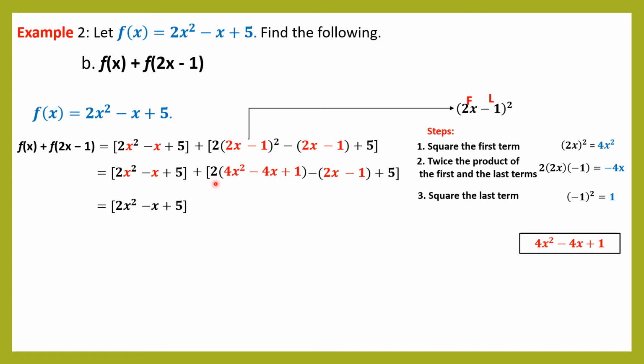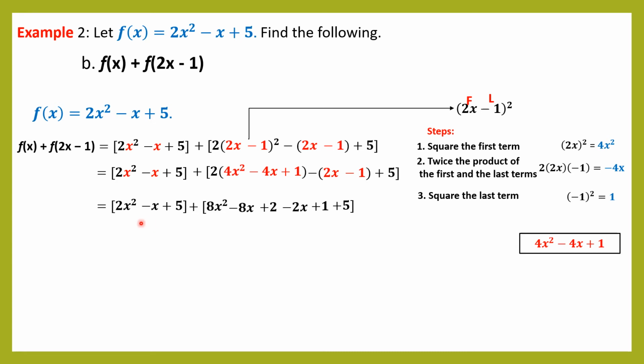Then, multiply natin yung 2, distributive properties. So, 2 times 4x squared is 8x squared. Then, 2 times negative 4x, that is negative 8x. Then 2 times 1, that is 2 or positive 2. And negative times 2x, that is negative 2x. Then negative times negative 1 is positive 1. Then copy natin yung plus 5.